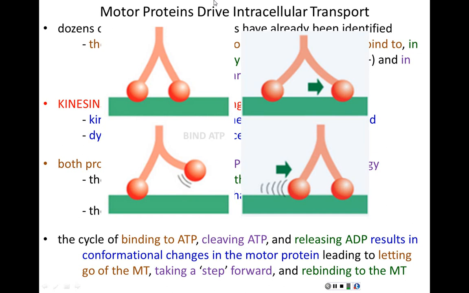So again, we have the binding of ATP for release of one of these head domains, cleaving of ATP to take a step forward on this head domain, and then releasing ADP to lock down this head domain, while the other binds ATP. So this head domain just bound ATP, releasing it from the microtubule. It will cleave that ATP and swing forward, taking another step ahead of this head domain. And then by releasing ADP, this will lock down onto the microtubule here. This is how these walking proteins walk. It's quite incredible.